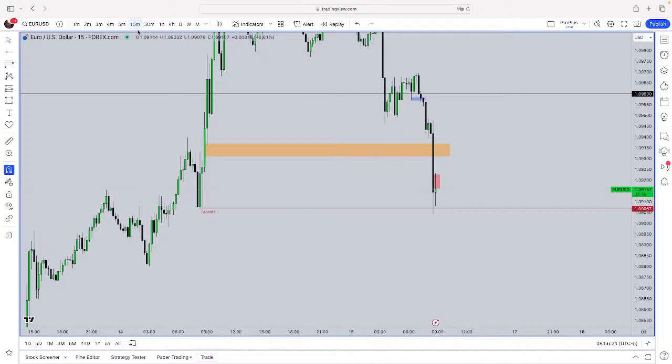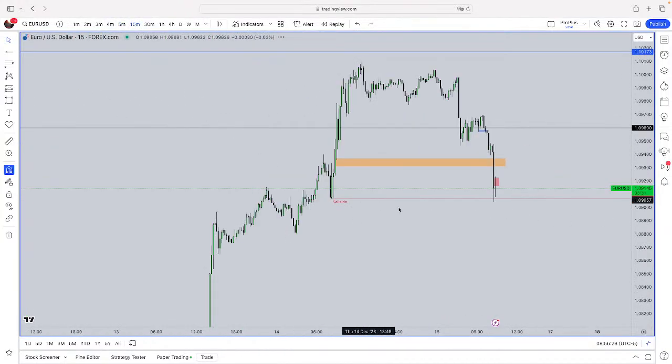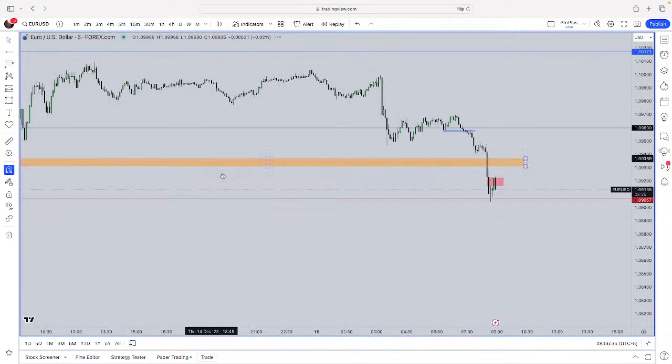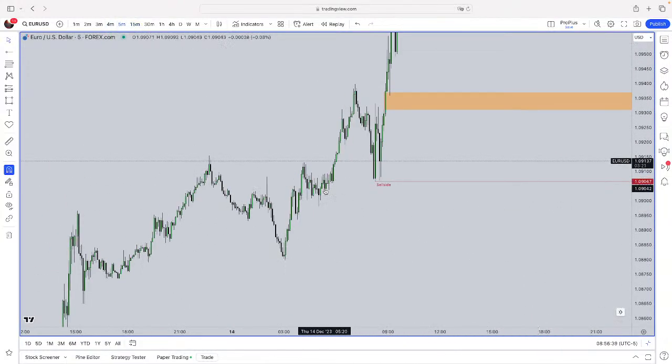So yeah, if price respects this 5 minute fair value gap here, next draw on liquidity we're looking at would be this sell side down here. Because if we look, is there any inefficiency? There's no inefficiency here. So it'd just be down the sell side here.